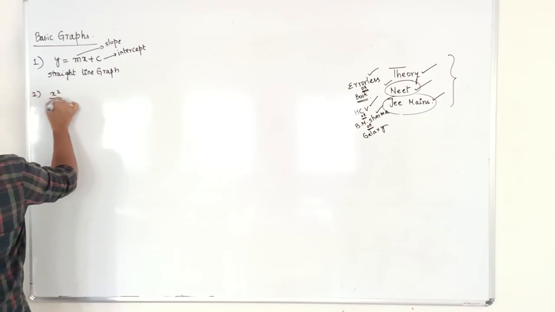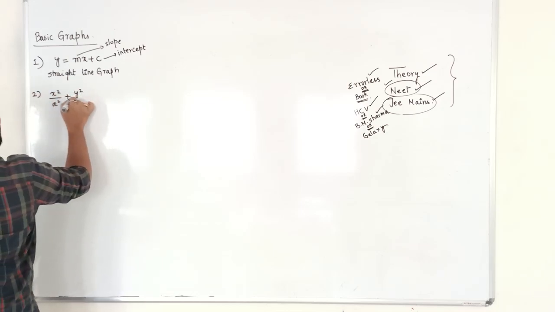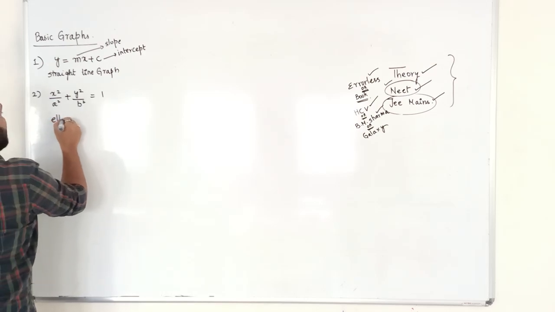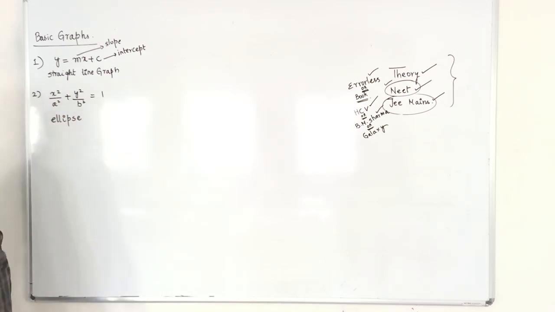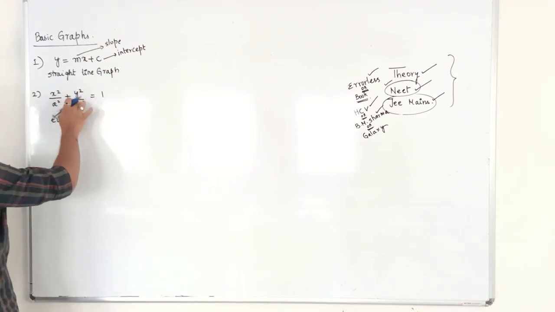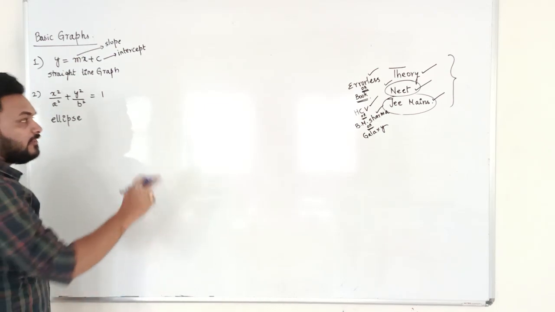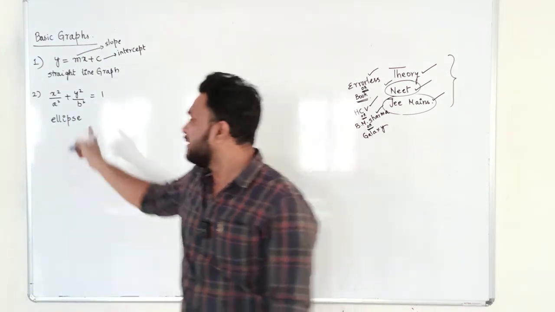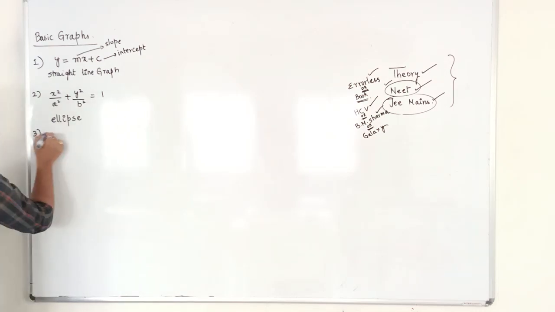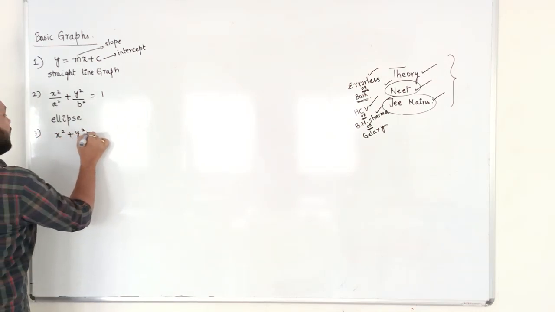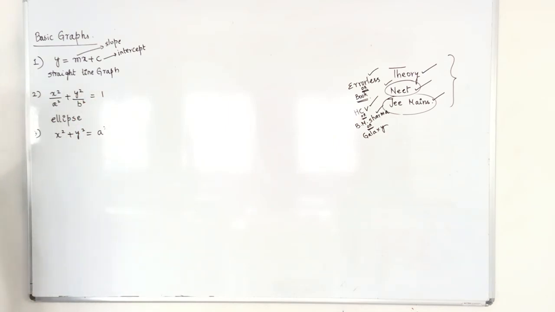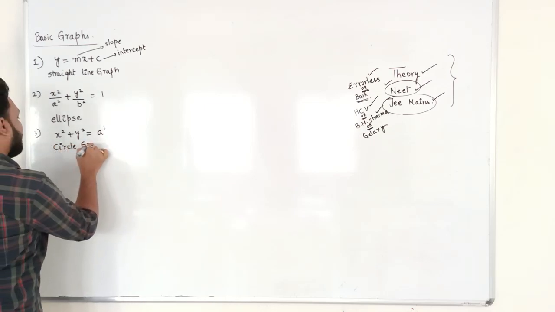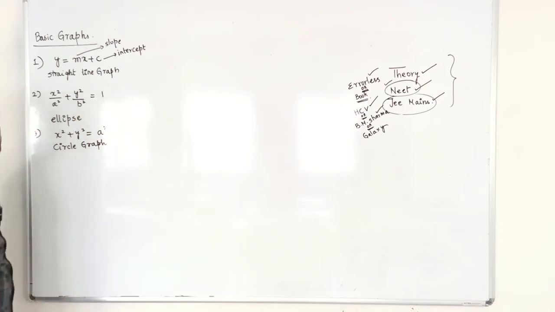The second one, x square divided by a square plus y square divided by b square equals 1. This equation represents an ellipse graph. So if the equation contains x square by a square plus y square by b square equals 1, then we simply take it as an ellipse graph. The third one, x square plus y square equals a square. This equation represents a circle graph.